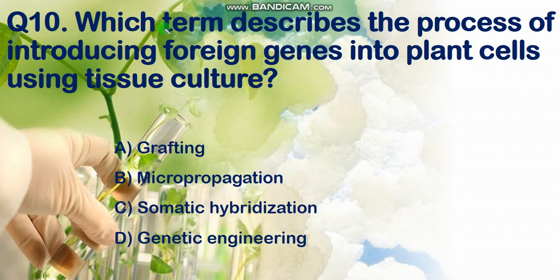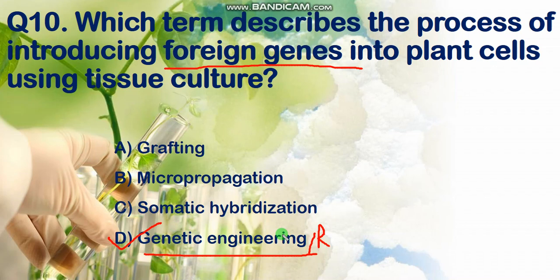Coming to the question number 10, which term describes the process of introducing foreign genes into plant cell using tissue culture? Option A, grafting. Option B, micropropagation. Option C, somatic hybridization. Option D, genetic engineering. Here, introducing foreign genes into the plant cell, we can do through genetic engineering or DNA technology or recombinant DNA technology. Using this technique, we can introduce foreign genes into our plant based on our need.